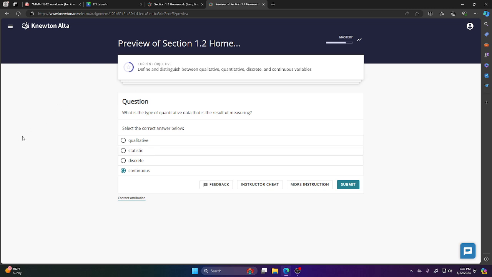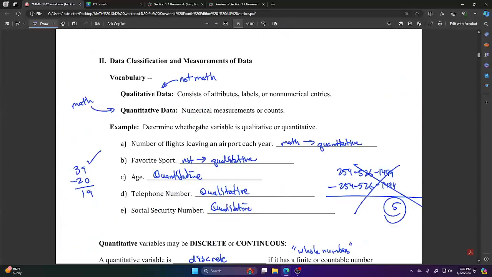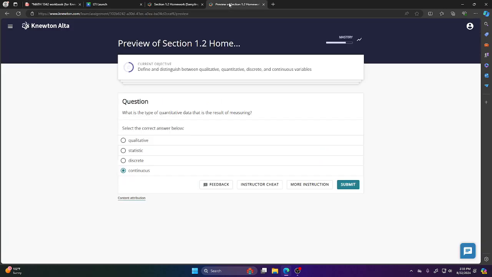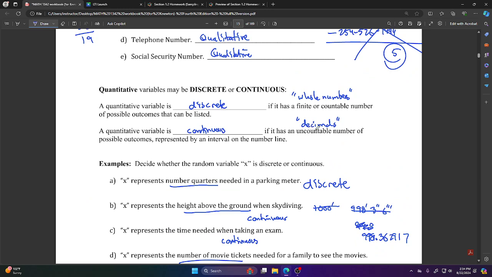So here, let's pause for a second. This is one of those opportunities where I feel I'm going to use the workbook. Okay, so I'm going to go back to the workbook, and I'm going to look specifically at the actual definition of quantitative, not just Chad's definition. I want to see what they have, right? Oh, here it is. Quantitative, numeric measurements or counts. Okay, no. Okay, let's go back to continuous. Continuous, right here. Uncountable number of possible outcomes. Interval on a number line. Uncountable.